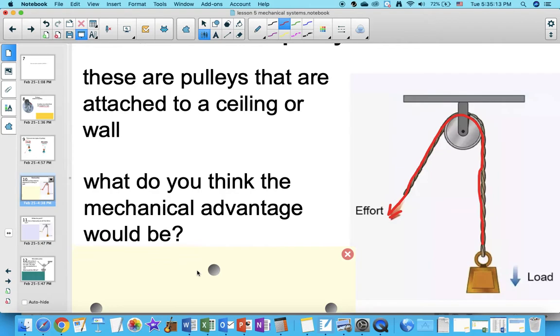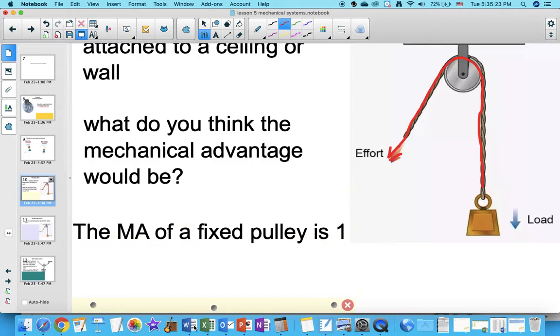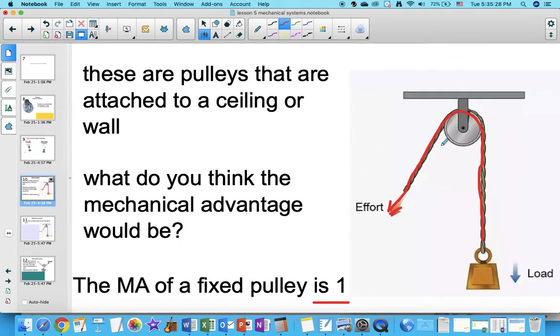Now, what do you think the mechanical advantage would be? If you were to pull on this rope, what would the mechanical advantage of this pulley be? Well, it would be surprising to note, but the mechanical advantage of a fixed pulley is 1. So if you only have one fixed pulley, then its mechanical advantage is 1. So what does that mean?